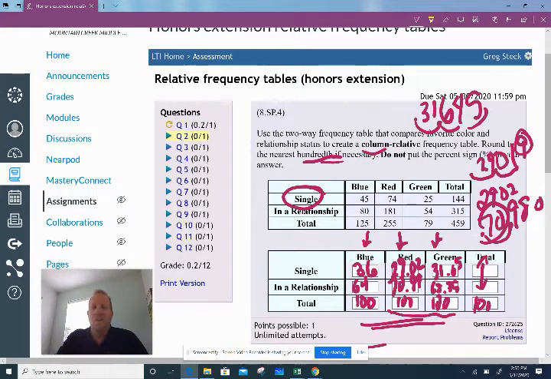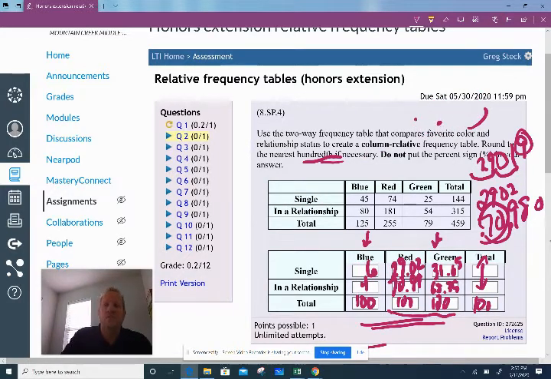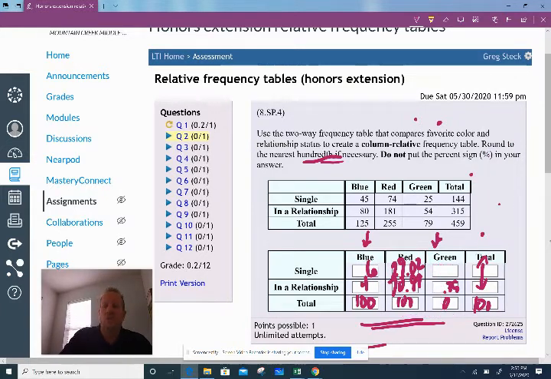Okay, so if it said a row relative frequency, we're just going to use the same table because I don't need to switch pages, but you will get some of these. You should see row and column. So in this case, when I finish, this should be 100, and this should be 100.